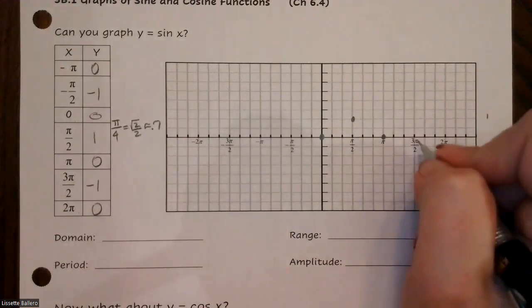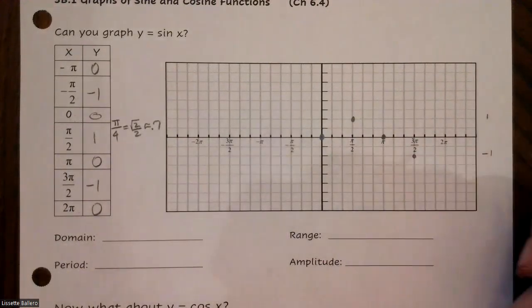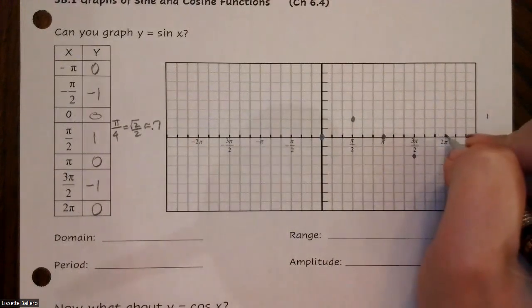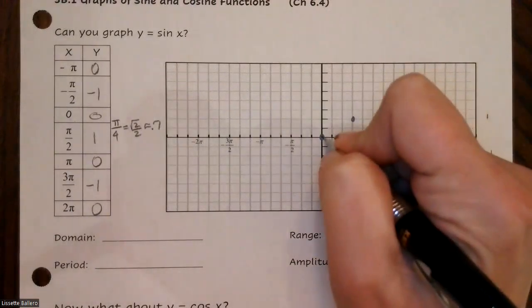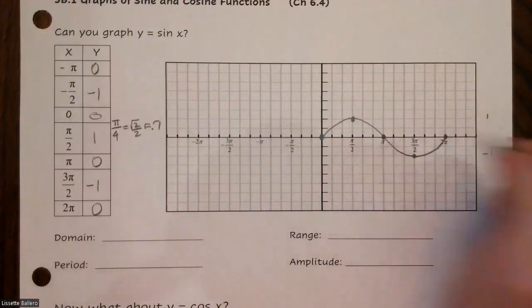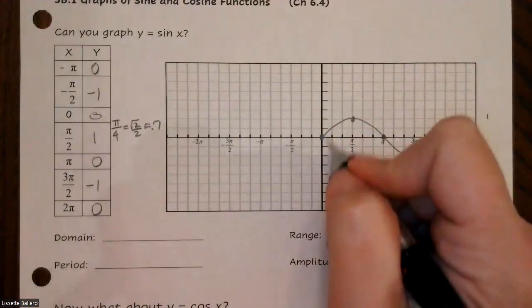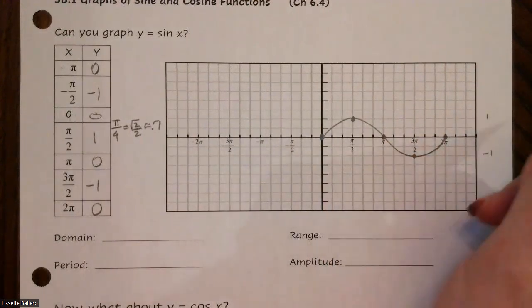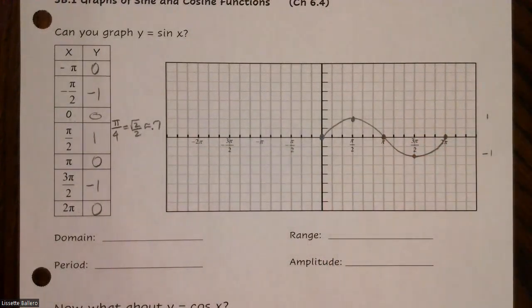At pi, it is 0. 3 pi over 2 is -1. And at 2 pi, it is 0. So this is one full cycle of the sine curve. Kind of looks like this wave thing. At this point, it repeats because then we're just going around that unit circle more times. So we're going to have those coterminal angles.